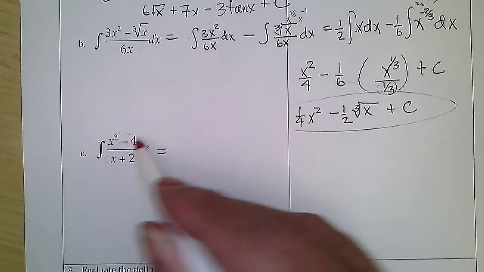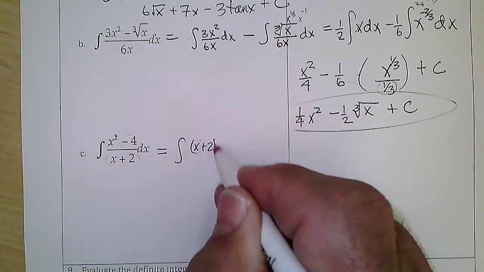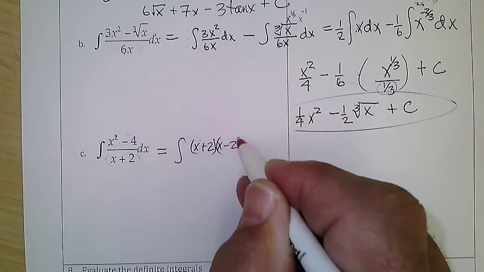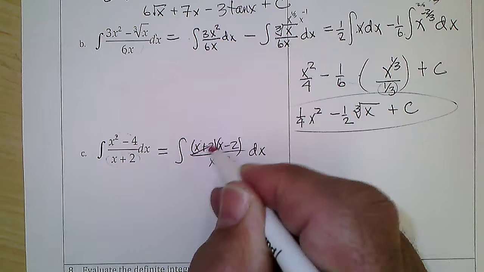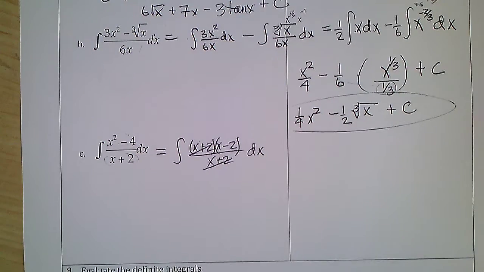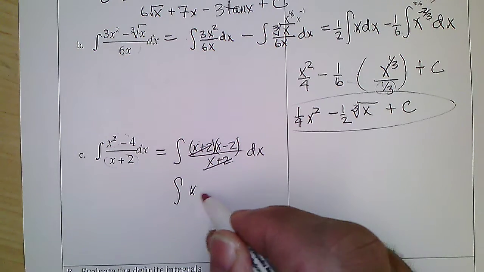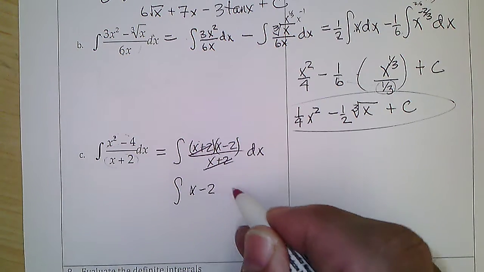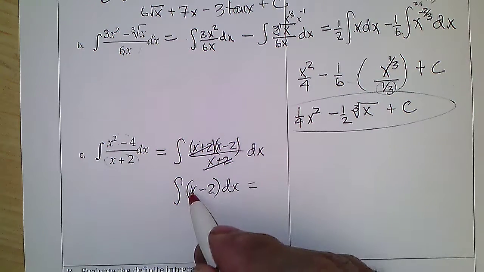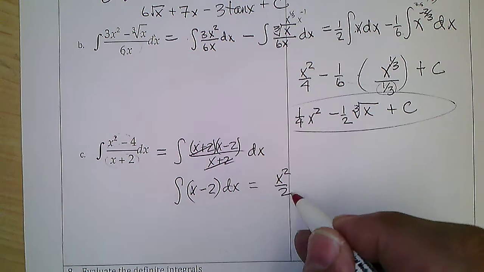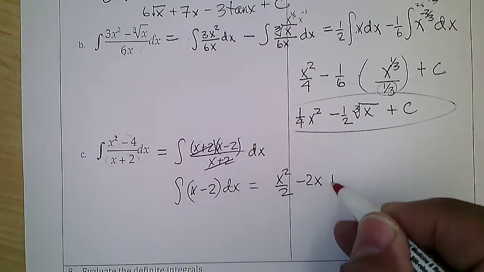Well, x squared minus 4, you should know that that's x plus 2 times x minus 2. The x plus 2's cancel. So we have the integral of x minus 2, and that can be split up: the integral of x, which is x squared over 2, and the integral of minus 2 is minus 2x.